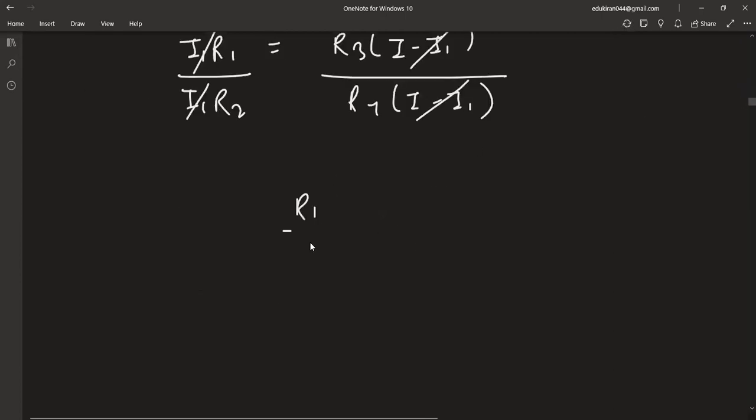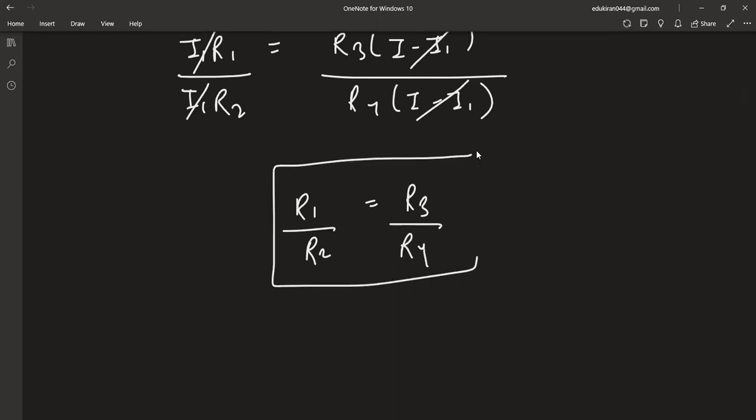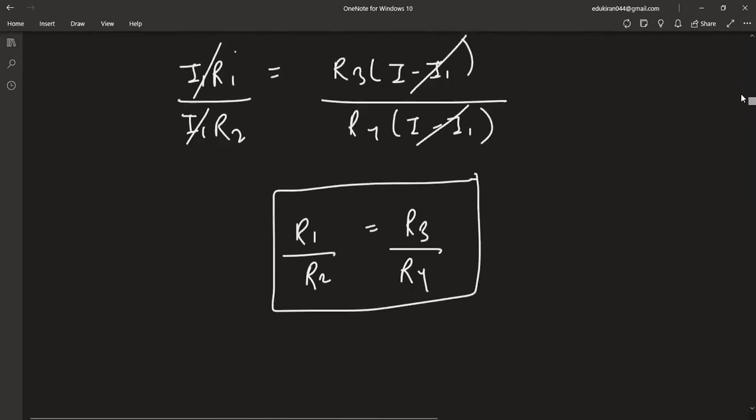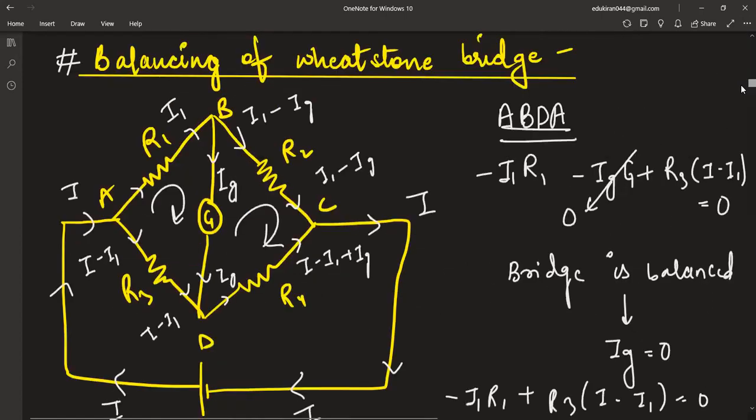Remember, this was the only equation which I used to tell you. R1 by R2 is equal to R3 by R4. So if a proof comes, you can use this. If the question directly comes, you can directly apply it from here. Okay, so this is a derivation. It can come in your exam. Note it down. Text me done once written.